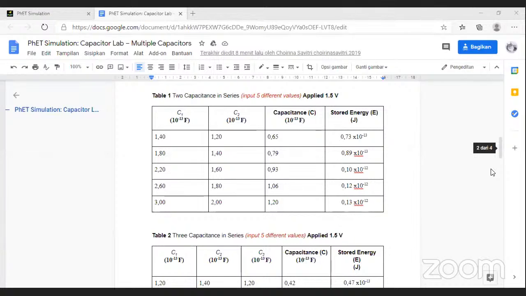Capacitance 1 is 3.00. Capacitance 2 is 2.00. Total capacitance is 1.20. Stored energy is 0.13 times 10 to the power of minus 13. Okay, next.